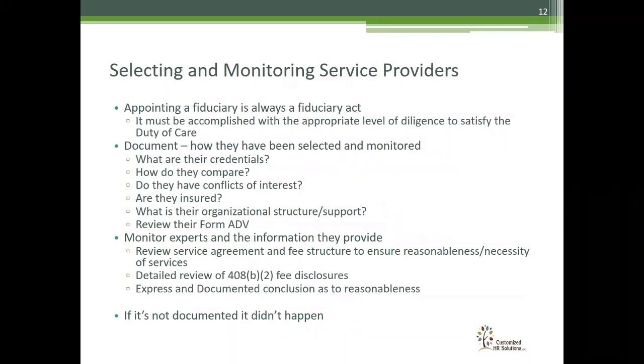So this is one that we touched on a couple times, and it's really important, again, because it's kind of on the top of the list of the DOL when they come in an audit, and that's the selecting and monitoring of the service providers, especially with regard to fees. So again, any delegation of fiduciary responsibility is a fiduciary decision, so it has to be done prudently, and you have to continue to monitor it.